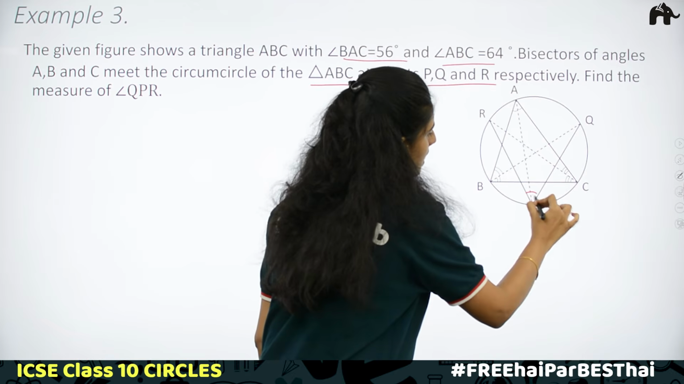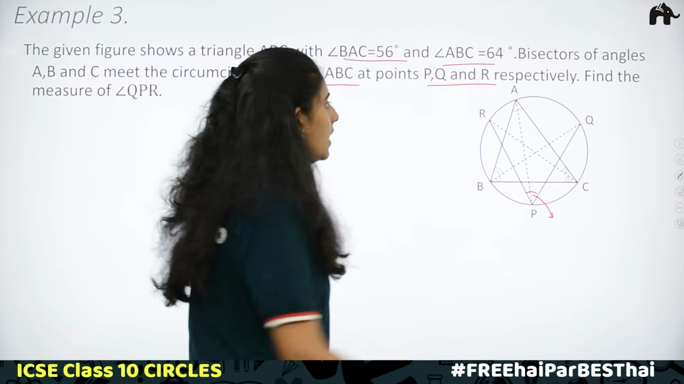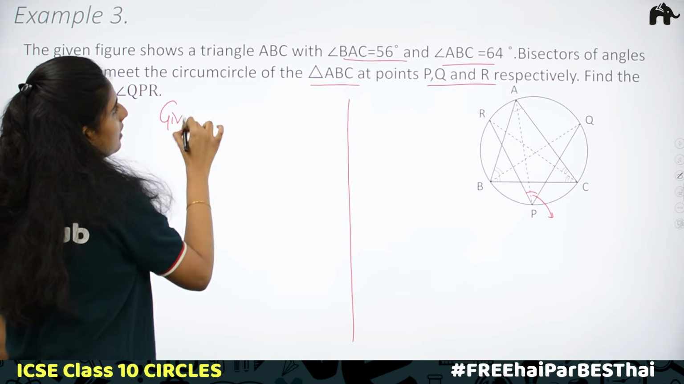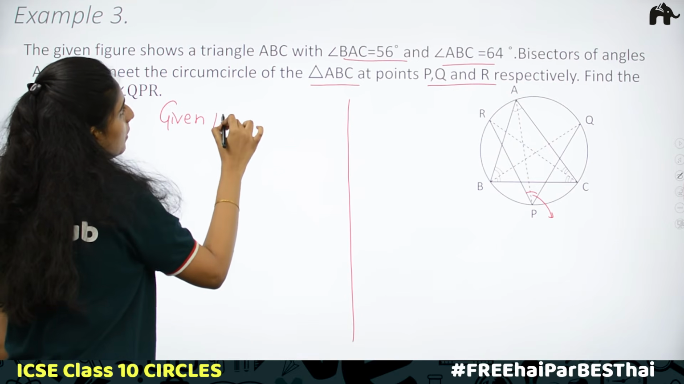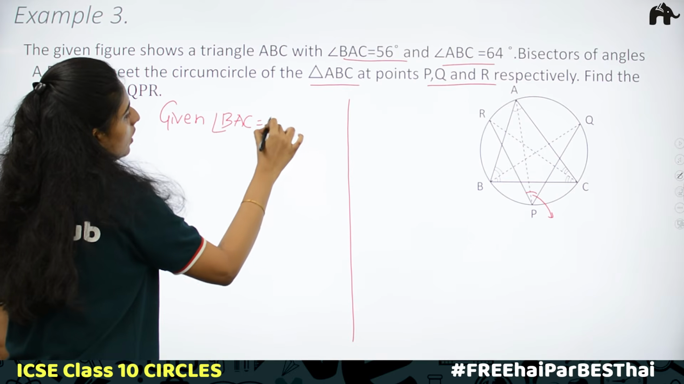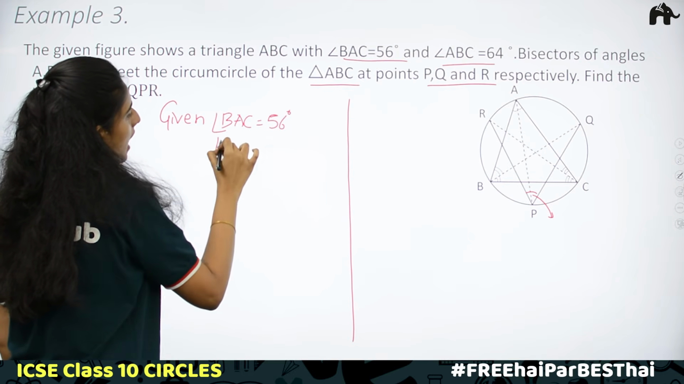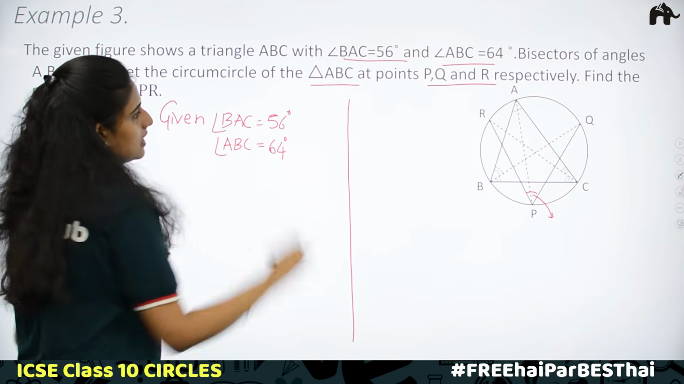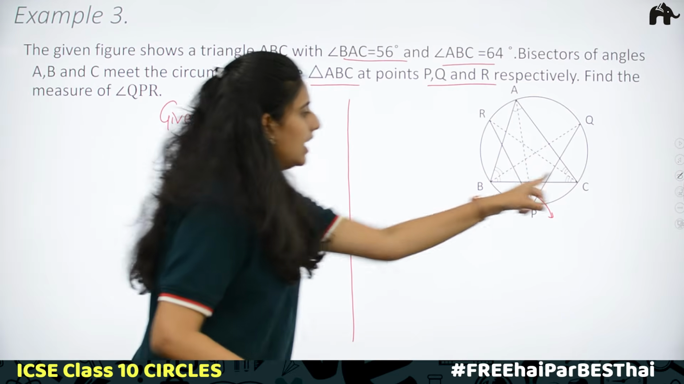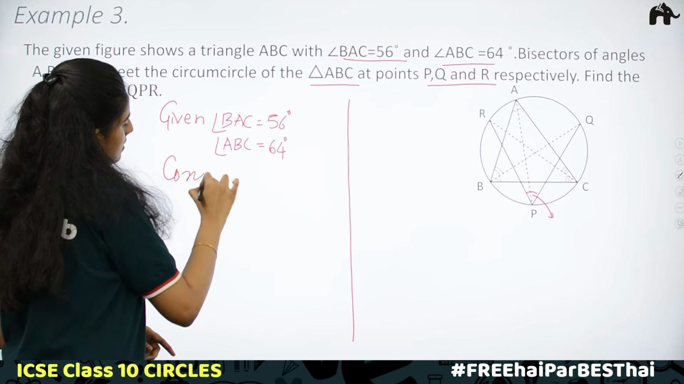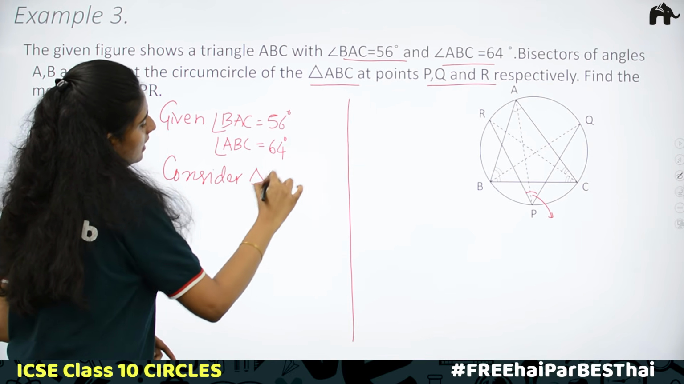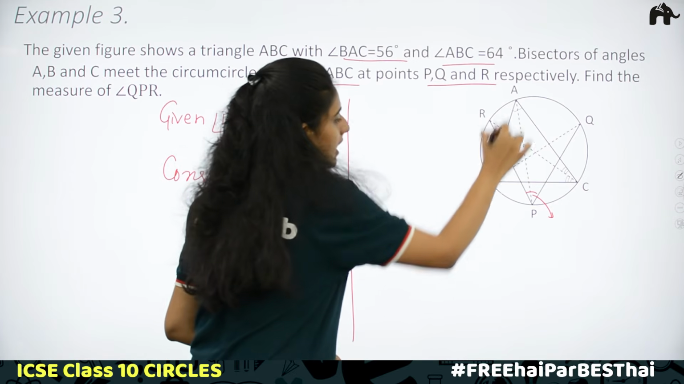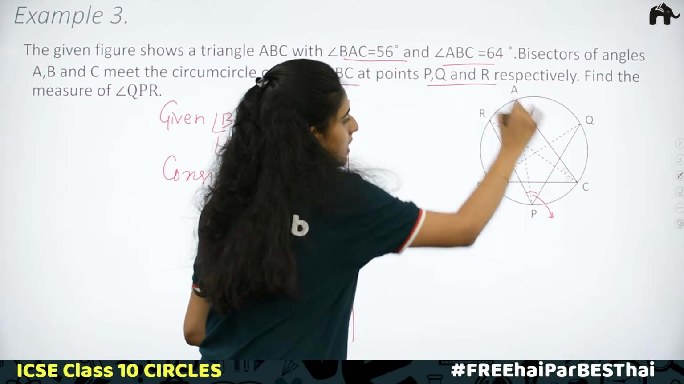We have to find this angle. Okay. Here, what is given? Given angle BAC is equal to 56 degrees and angle ABC is equal to 64 degrees. When you consider triangle ABC, it has three angles: angle ABC, ACB and BAC.